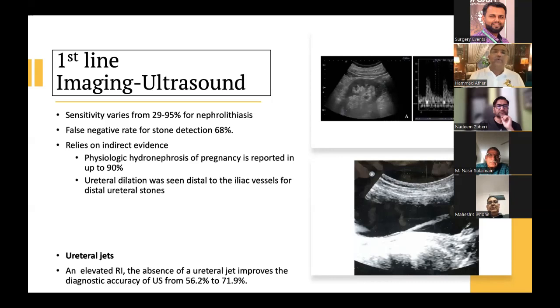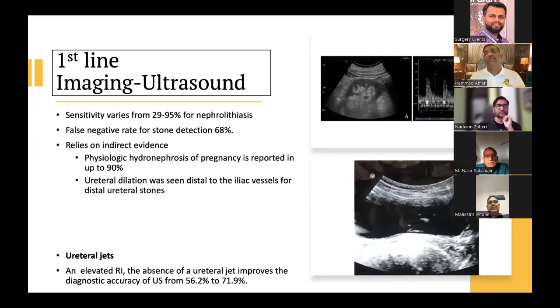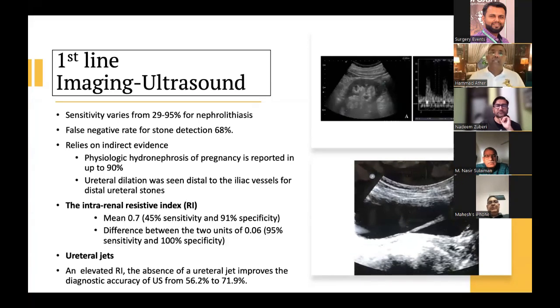What additional thing that you can do, and the resistive index is something which has been described, is this: a mean resistive index of more than 0.7 does not have that high a sensitivity, but it's highly specific for diagnosis. And if the difference in resistive index between an obstructed versus non-obstructed kidney is greater than 0.06, then it is likely to be obstruction rather than physiological hydronephrosis.